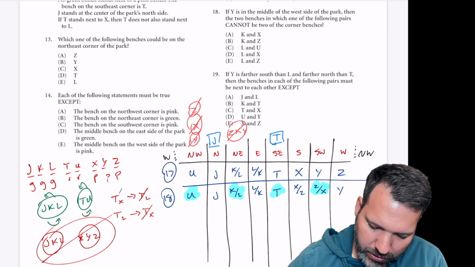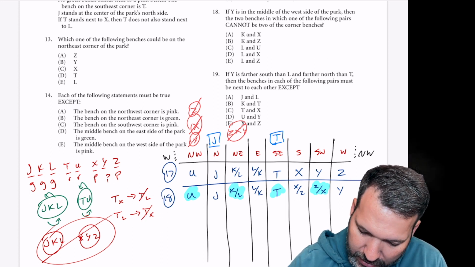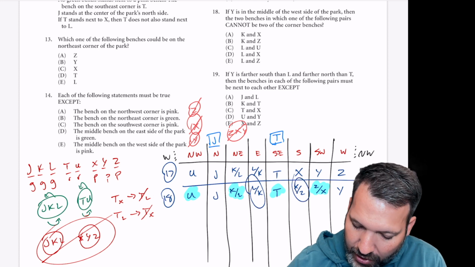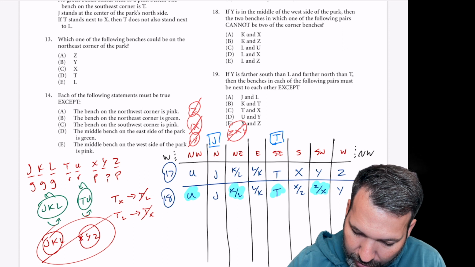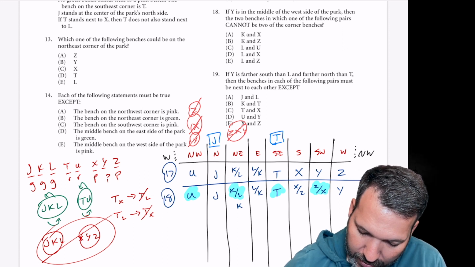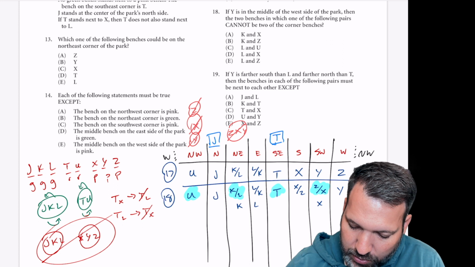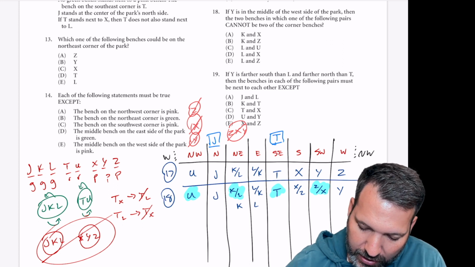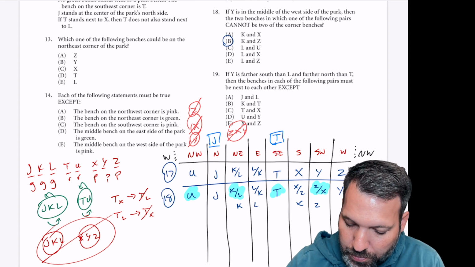Oh, wait. Let's think about this clue. If T is next to X, T cannot be next to L. So although it's possible for L and X to be there individually, it's not possible for them to be there together. So hold on. Let's think about this again. If this were K, this would have to be L. And then if we want X to be a corner bench, okay, that's possible. But then K and Z... That's not possible. Yeah, so 18 should be B.